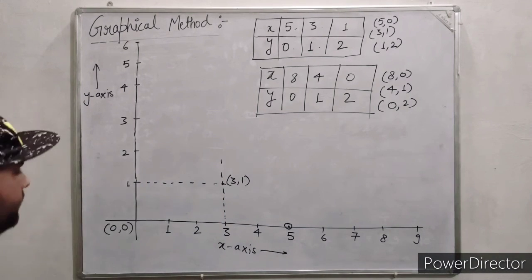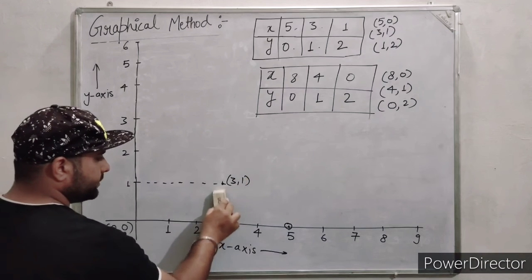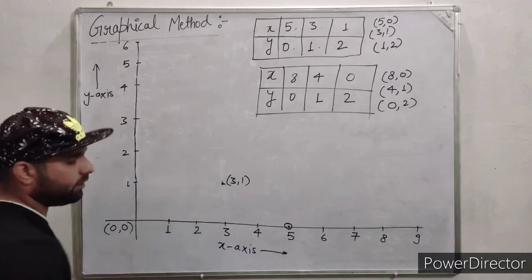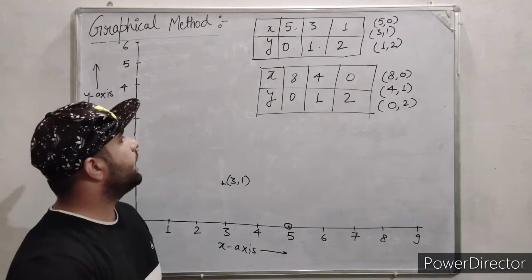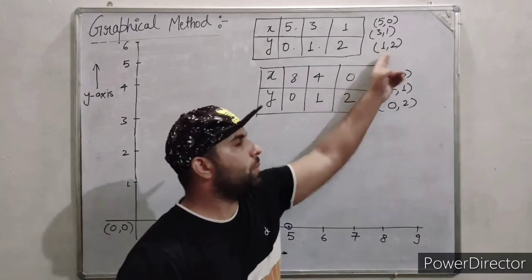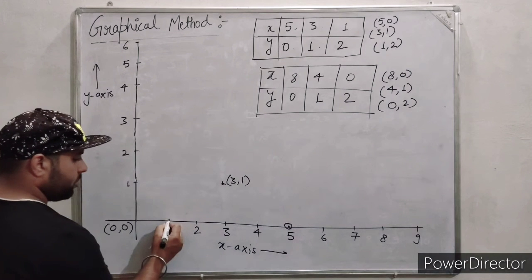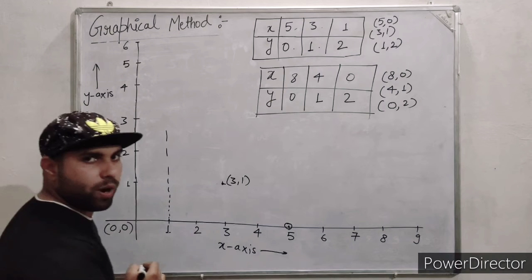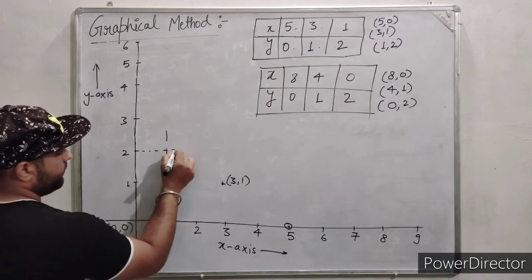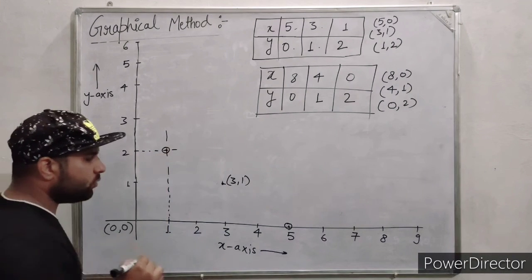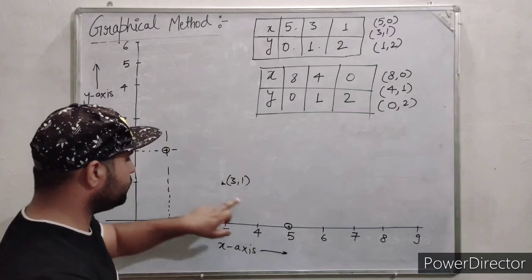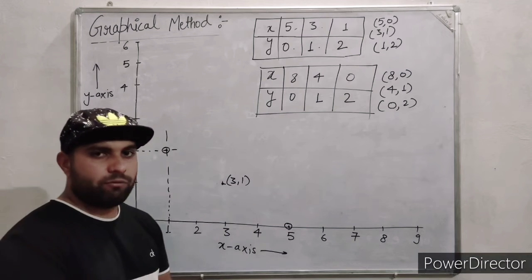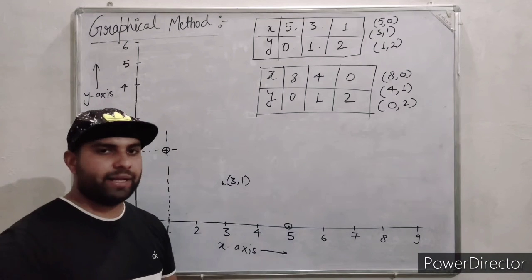Now you can clear this so that it will make no confusion while making the graph. And next is 1, 2. This is 1 and y is 2. This is the point. So we have now 3 points, 5, 0, 3, 1 and 1, 2. We will join all 3 points and we'll make a straight line.